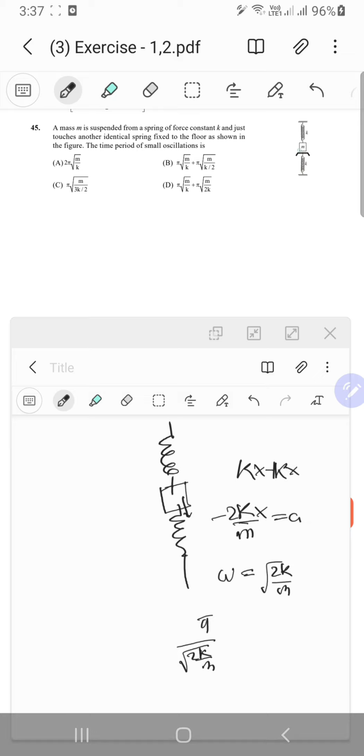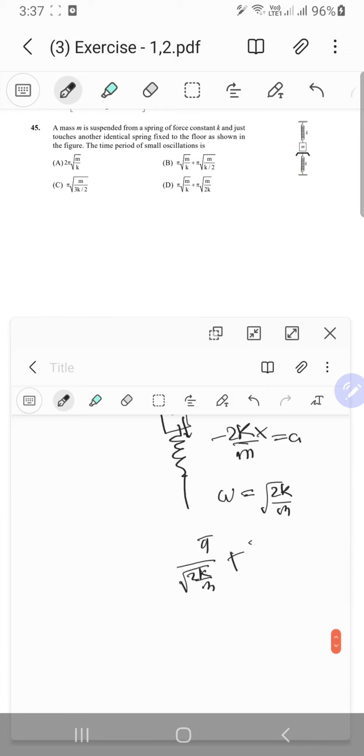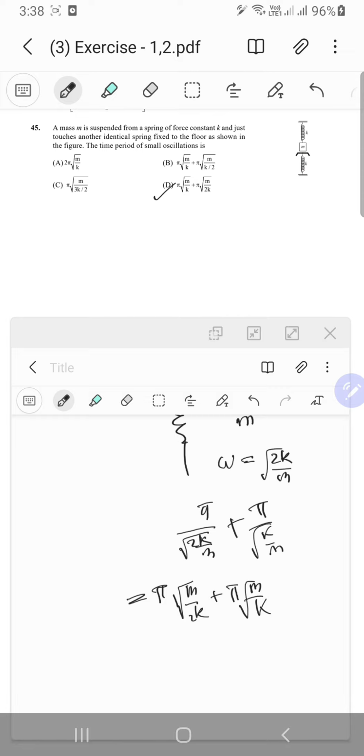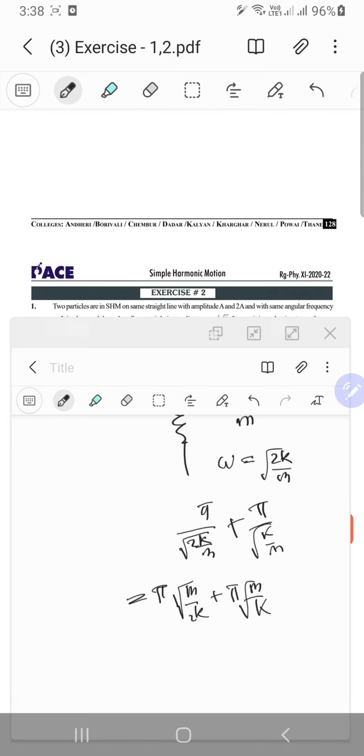Now it does the same for that as well. So it's going to be pi upon square root of k by m. That's kind of weird. So this should be pi square root of m upon 2k plus pi square root of m upon k. Nice. Which is, well, this would be 2m upon, no, that's not going on. This guy. Nice. So yeah, that was it.